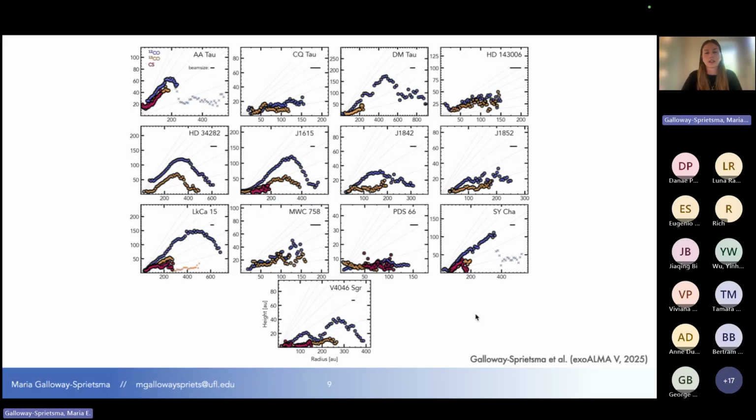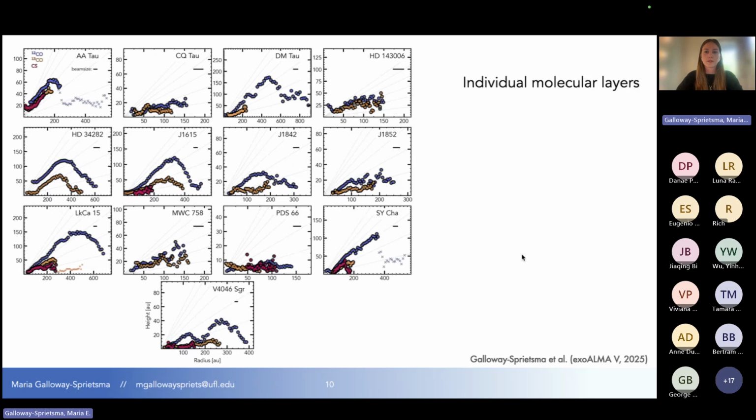So when we look at this all together, we see something like this. This is a wealth of information, and it's been really exciting to dive into it. Some of the first things you might notice are there are these individual molecular layers. So 12CO sits above 13CO, which generally sits above the CS layers. There are some exceptions to this. In some cases, CS is really quite elevated, as in AA Tau and SY Cha.